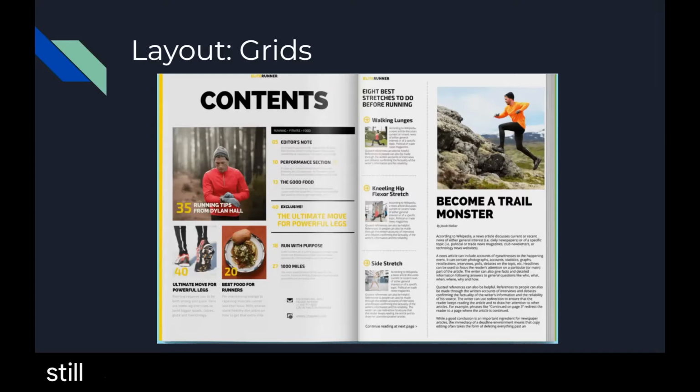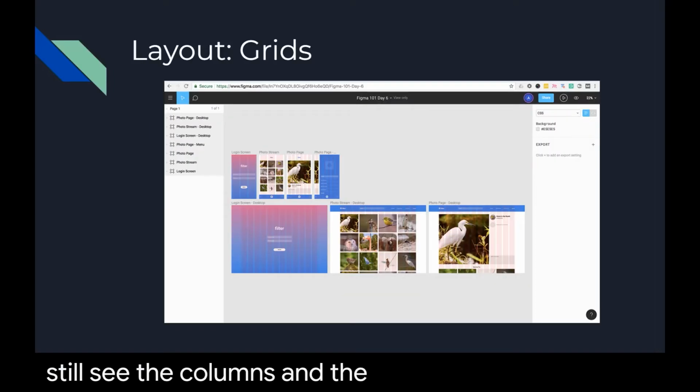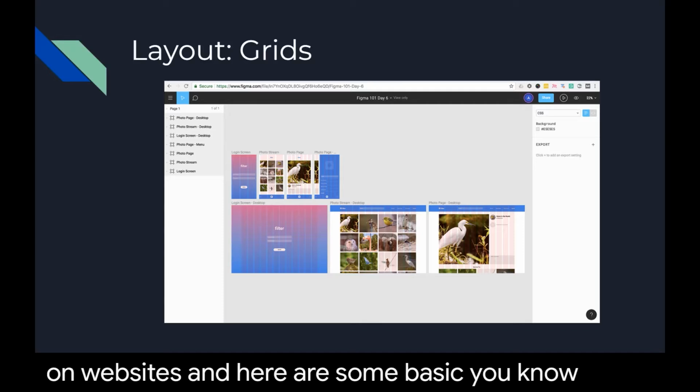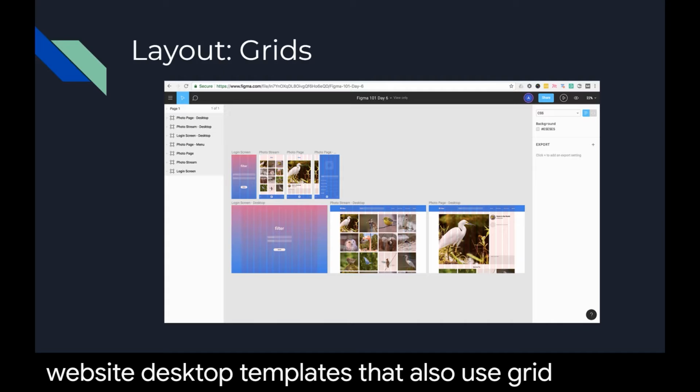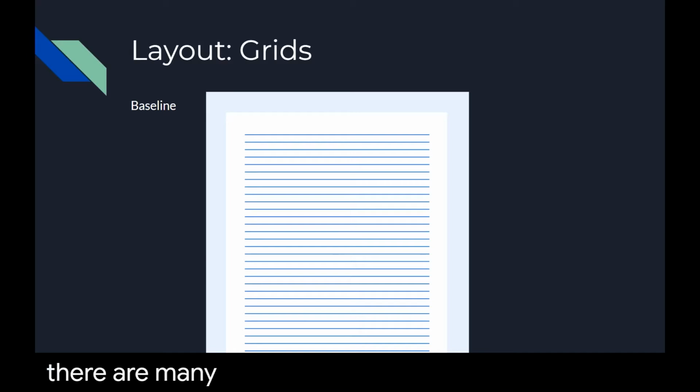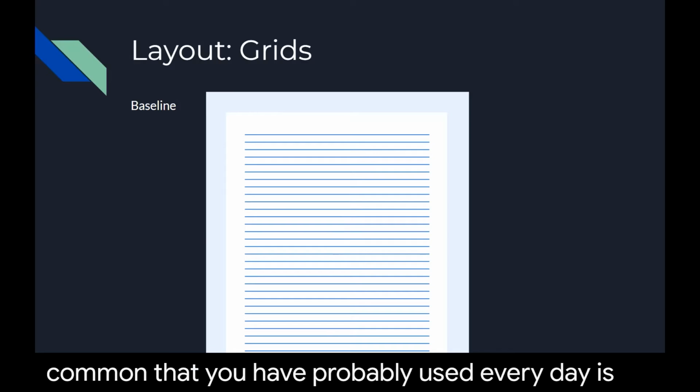And yet we still use grids for all different kinds of layouts, both print and digital. Here you can still see the columns and the grids. We also use them on websites. And here are some basic website desktop templates that also use grids. So there are many different types of grids. The most common that you have probably used every day is a baseline grid.